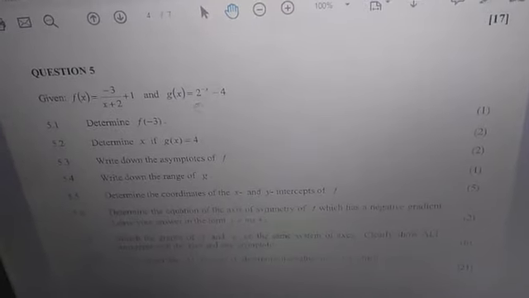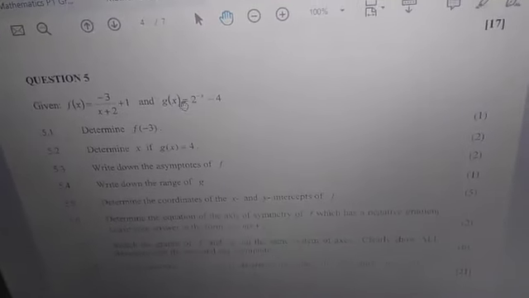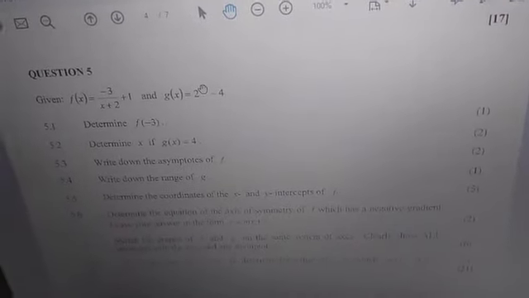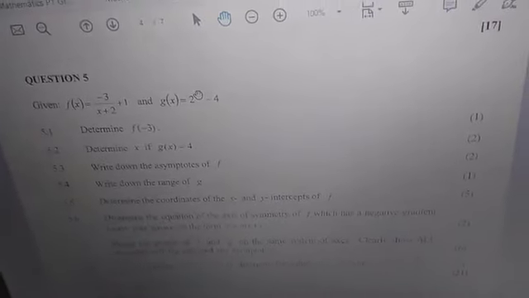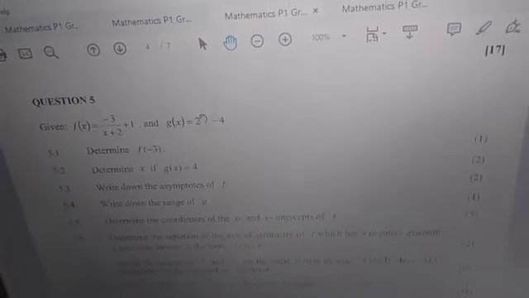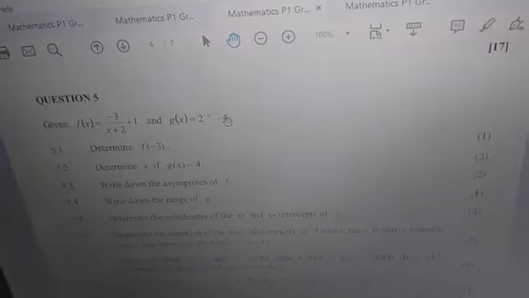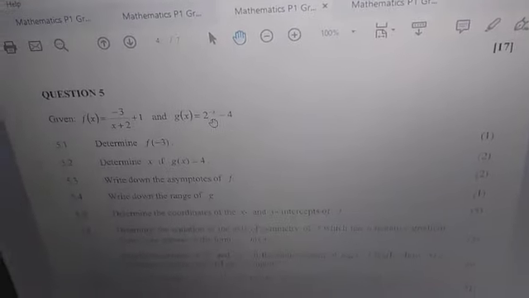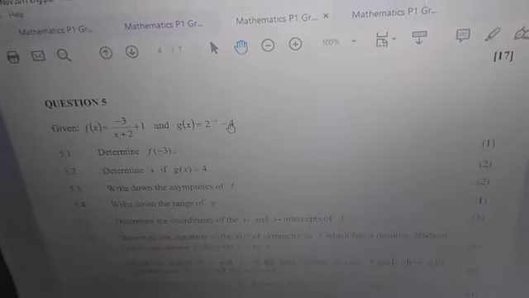The second point here is the y-intercept. We can put 0 for x. So it would mean that 2 to the power 0 is 1. 1 minus 4 is going to be minus 3. So our y-intercept is minus 3, right?